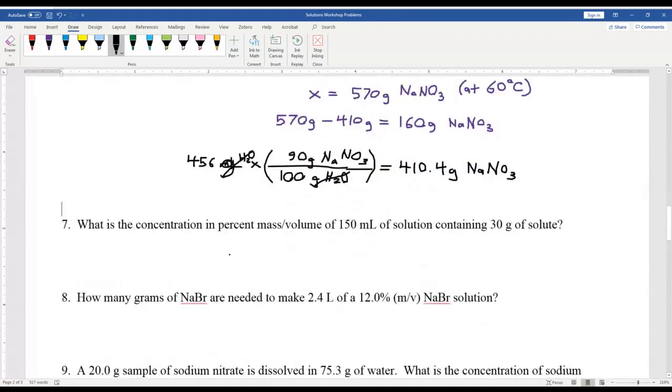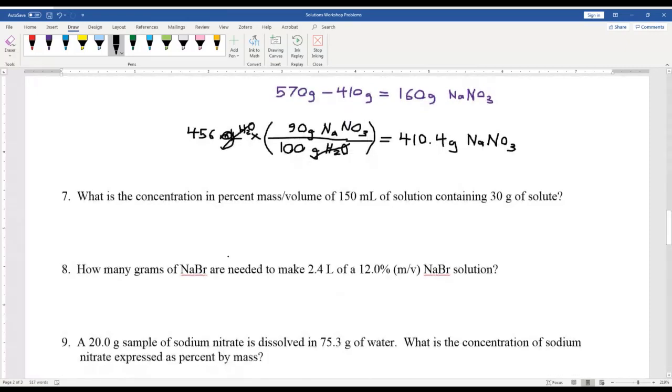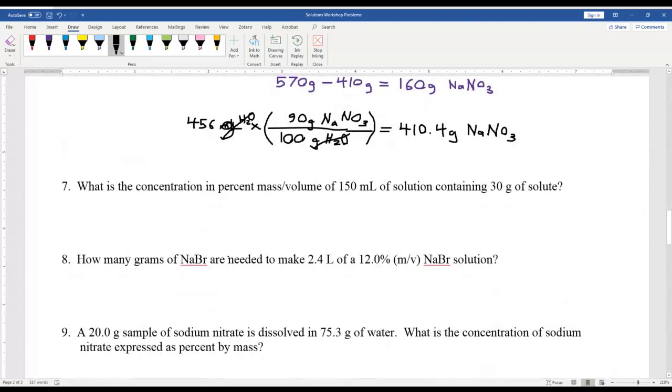Okay, so let's look at number 7. The next thing we're going to be dealing with in the solutions chapter is concentrations. You're going to have to know how to calculate concentrations and to use concentrations as conversion factors. When you're given concentrations, you can use them as conversion factors. When you're asked to solve for them, then you're going to have to use the formula for it.